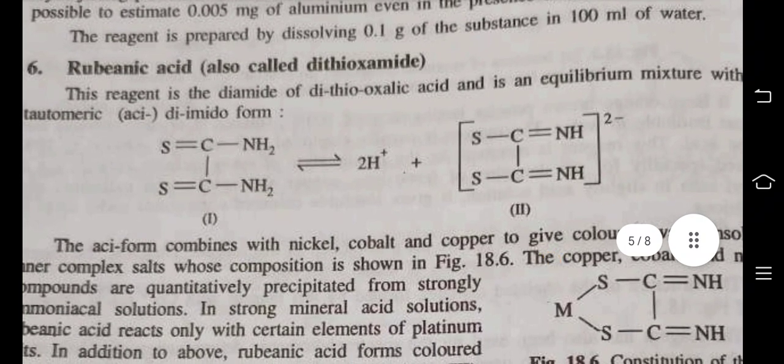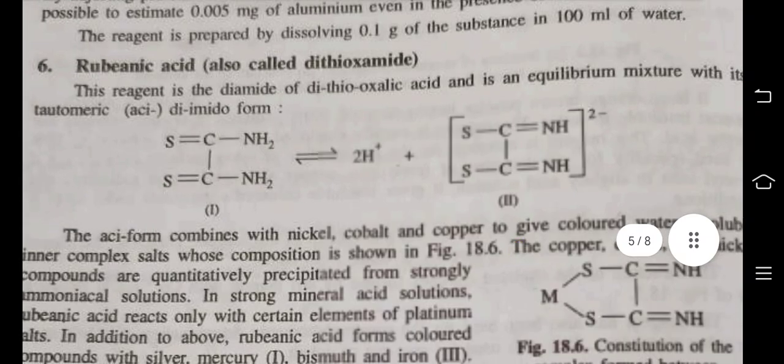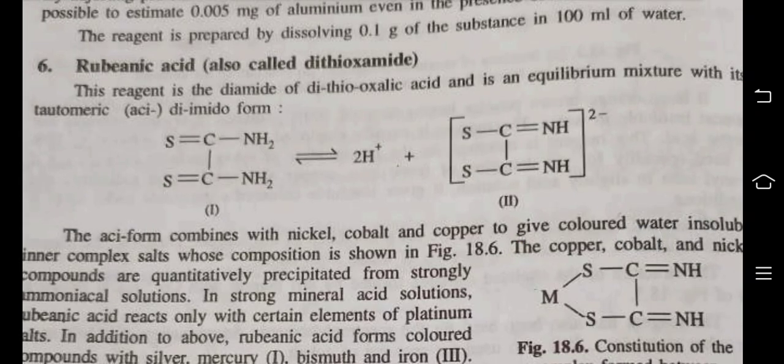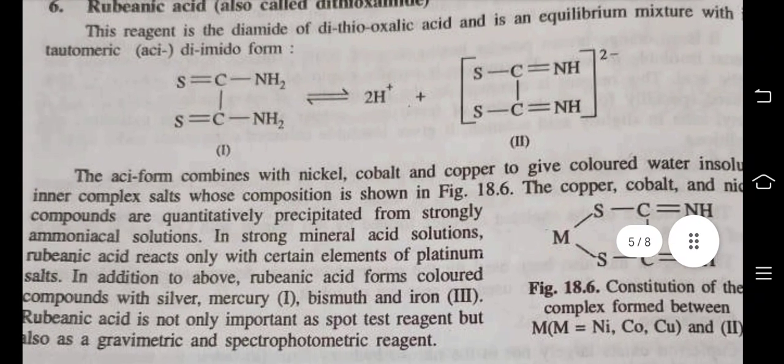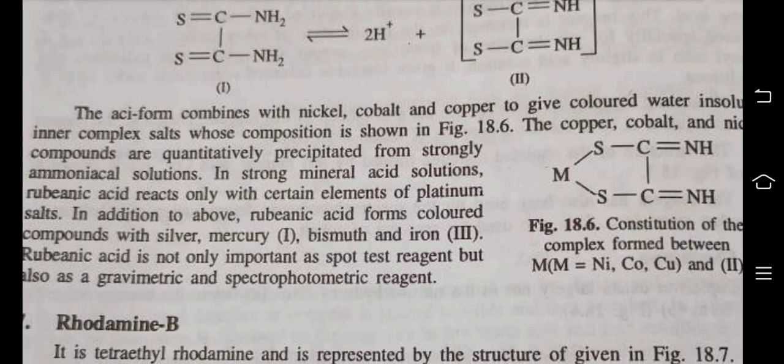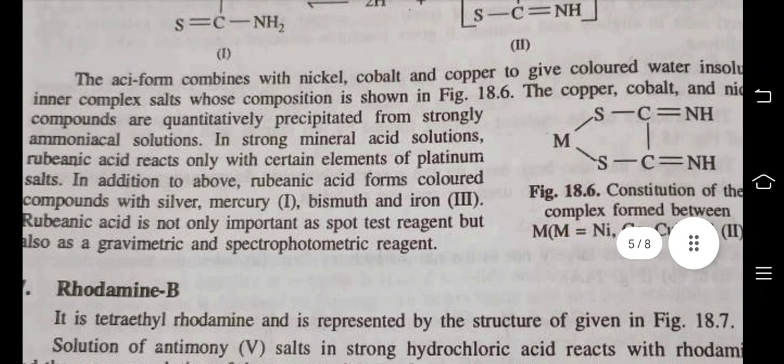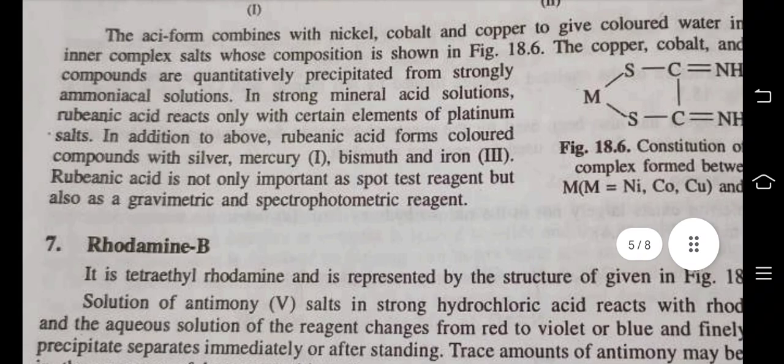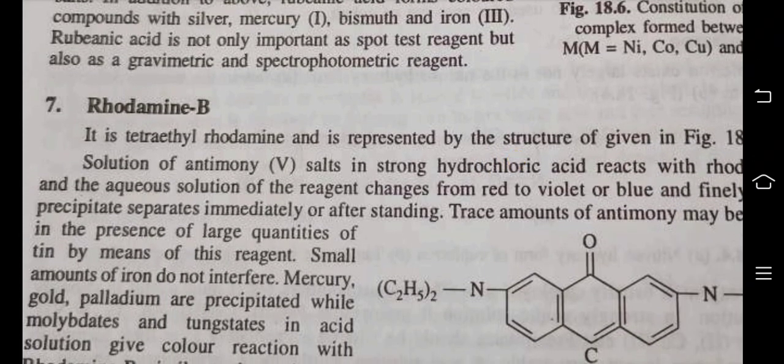Next reagent is rubeanic acid, also called dithiooxamide. This reagent is the diamide of dithiooxalic acid and is in equilibrium with its tautomeric diimido form. The acid form combines with nickel, cobalt and copper to give colored water soluble inner complex salts whose composition is shown in figure. The copper, cobalt and nickel compounds are quantitatively precipitated from strongly ammoniacal solutions or from strong mineral acid solutions. Rubeanic acid reacts only with certain metals and elements of platinum salts. In addition to above, rubeanic acid forms colored compounds with silver, mercury, bismuth and iron. Rubeanic acid is not only important as spot test reagent but also as a gravimetric and spectrophotometric reagent.